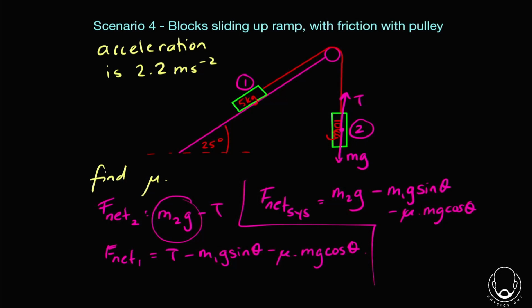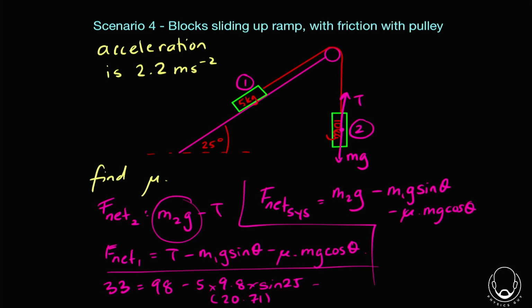Fnet on the system is going to be, we've got 10 plus 5, so 15 kilos multiplied by the acceleration of 2.2. Fnet on the system is 33 newtons. I'm not going to have enough room up there, so I'll put it down here. 33 newtons is going to be m2g, so that's 10 times 9.8, so 98, minus m1g sine theta, so minus 5 times 9.8 times sine 25, which gives us 20.71.